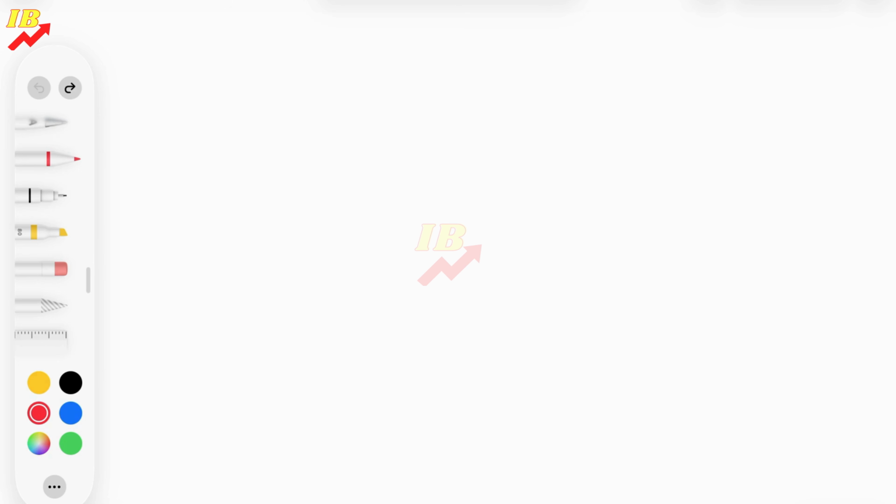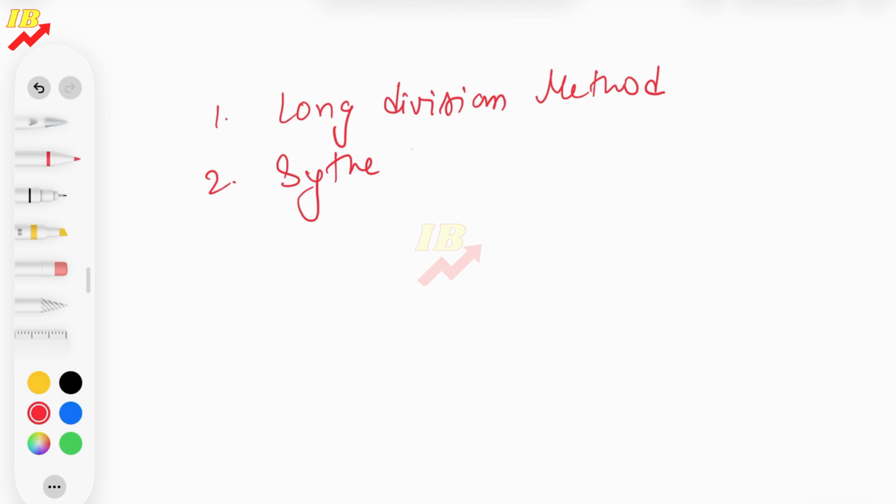So, today's topic is again polynomial division. We have understood a topic earlier which was called the long division method. But today's topic is the synthetic division method in polynomials, right? So, let's start with this polynomial division again.